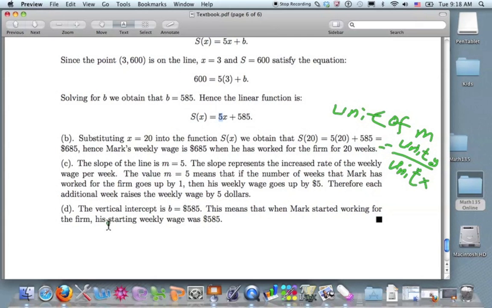For part D, we want to explain what the vertical intercept means. Here b is 585. Since 585 is the value when x equals 0, it represents Mark's starting weekly wage.